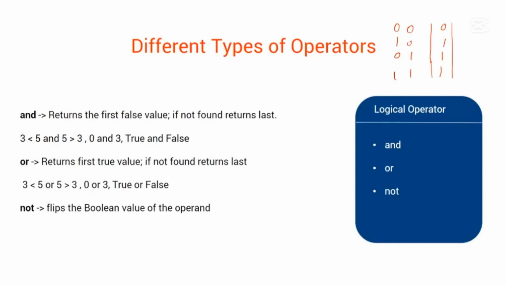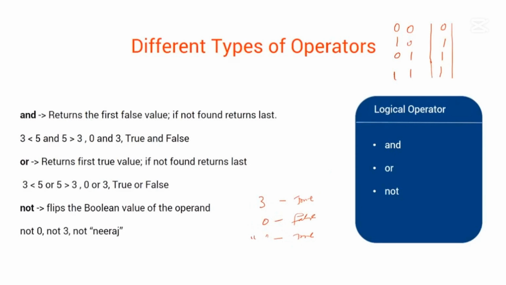The NOT operator flips the boolean value of the operand. Now what is the boolean value? Every value or number has an associated boolean value with it. So for example, 3 has a boolean value of true, 0 has a boolean value of false. Also, any string has a boolean value of true. This can be extended to anything. Only 0 has a boolean value of false.